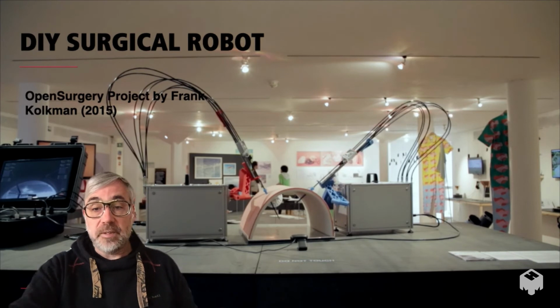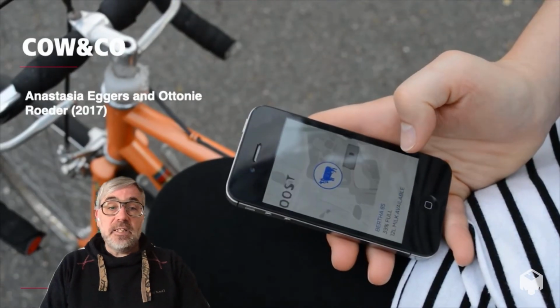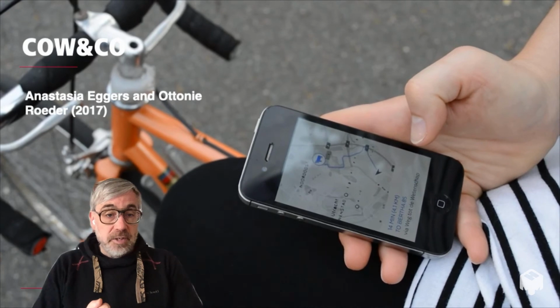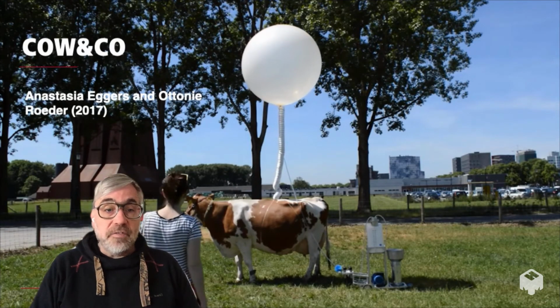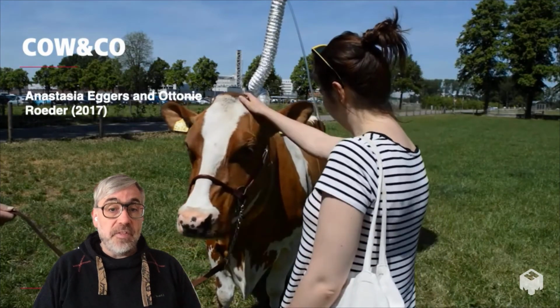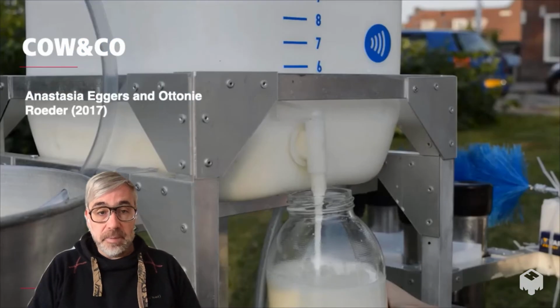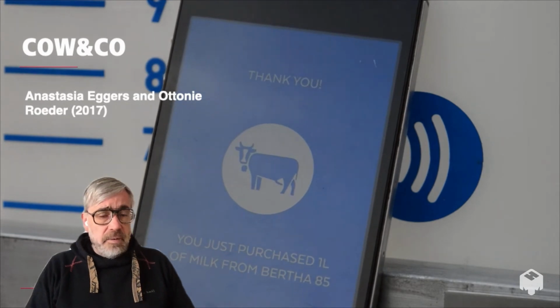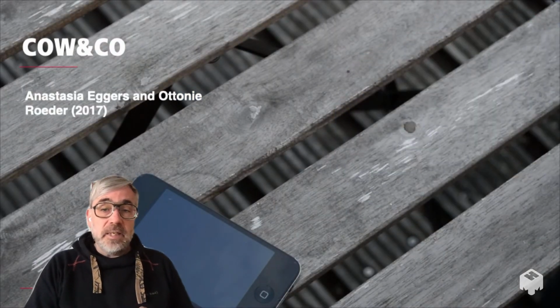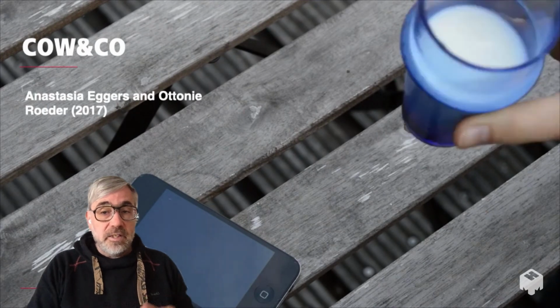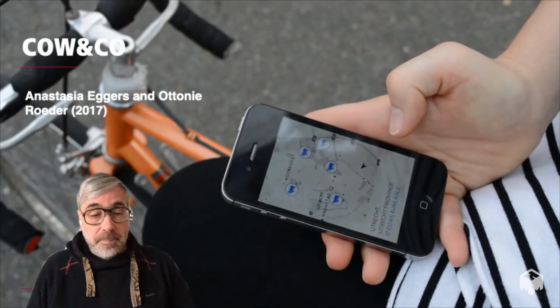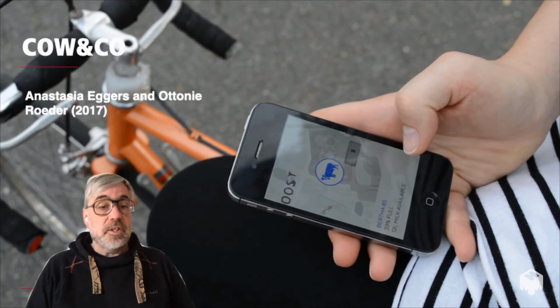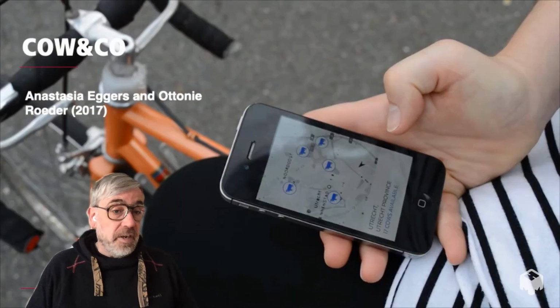Second one is Cow & Co. by Anastasia Eggers and Otto Neruda, both studying at that time at the Design Academy in Eindhoven, and they were thinking about industrial farming and how cows are treated there to get their milk, for example. And they thought, okay, if we come up with an idea where the cow is the entrepreneur herself, so she doesn't need a farmer to sell her milk, she can do it herself. And that's kind of fair because it's her milk, it's not the milk of the farmer.